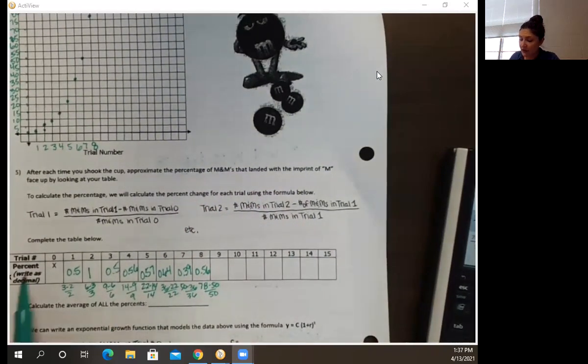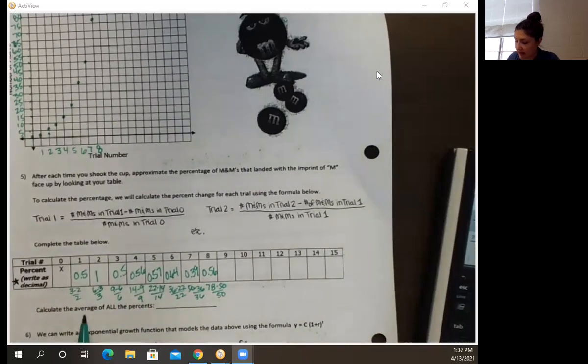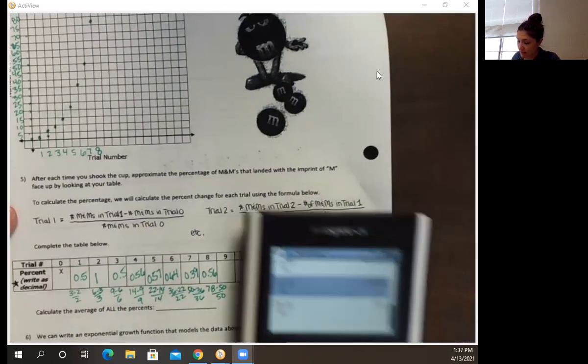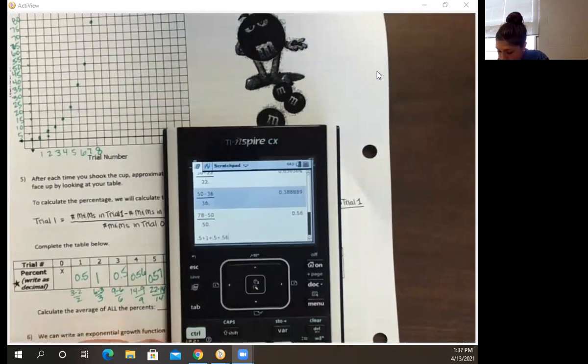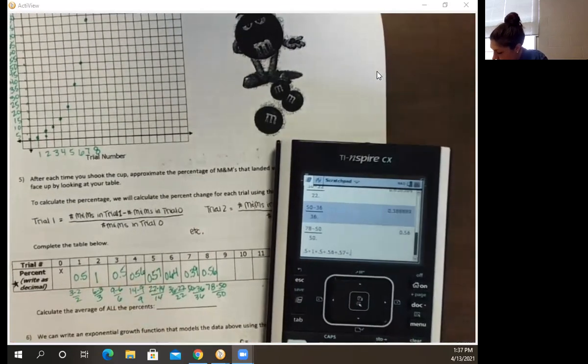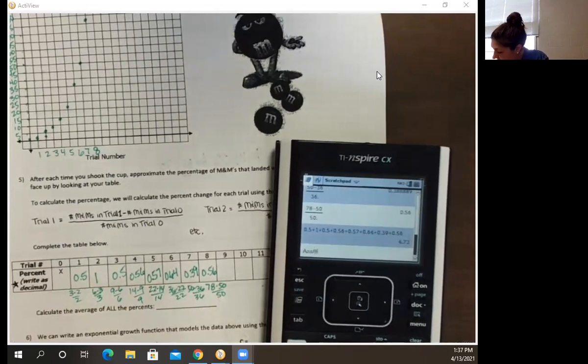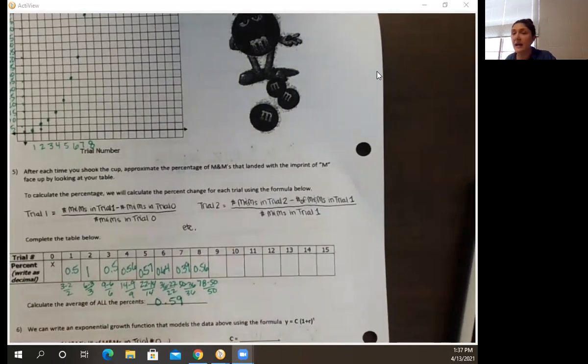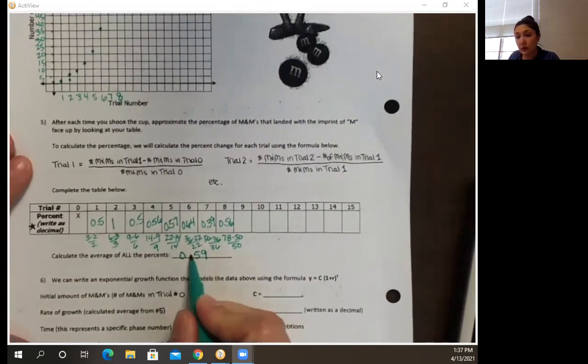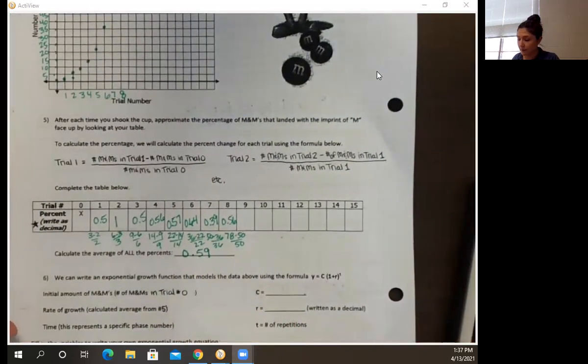Now I want to find the average of all of these percents. So I'm going to add them up and divide by 8, since I have 8 numbers here. So 0.5 plus 1 plus 0.5 plus 0.56 plus 0.57 plus 0.64 plus 0.39 plus 0.56 divided by 8, and we get 0.59 for our average there. So this is the average percent increase for all of our trials.